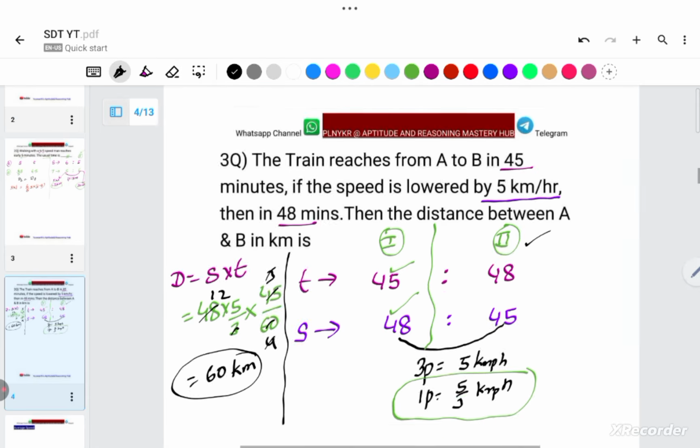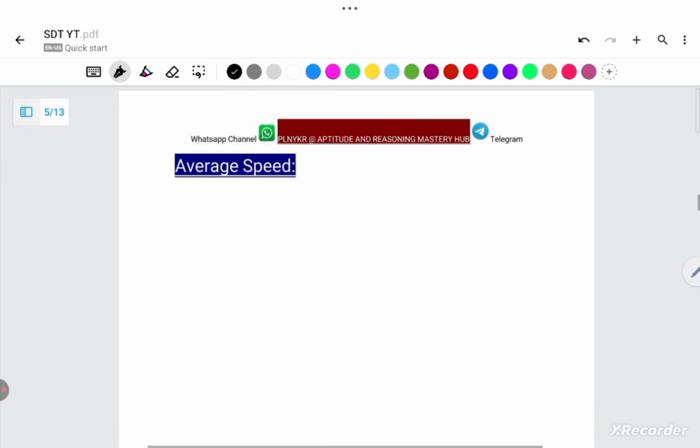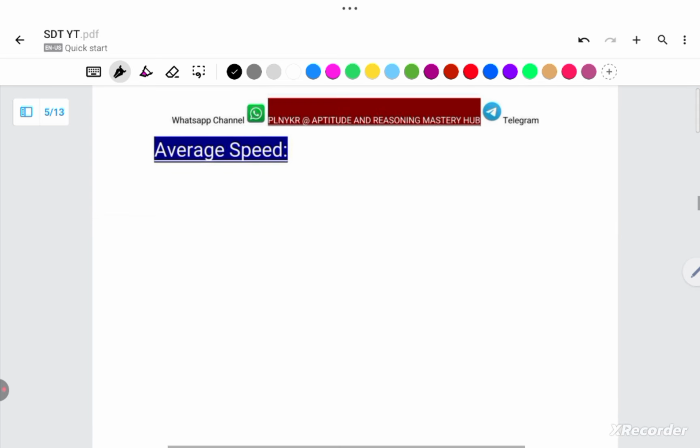Okay. We'll be moving to the next concept, that is the average speed. First, I will be breaking down the definition.